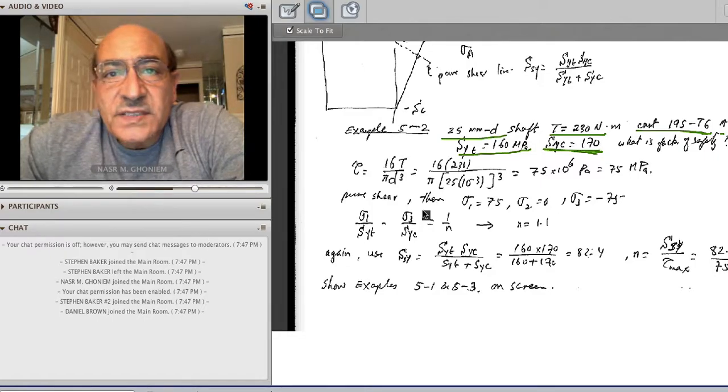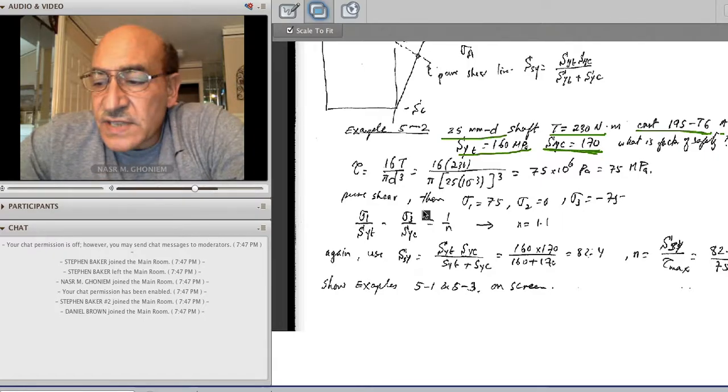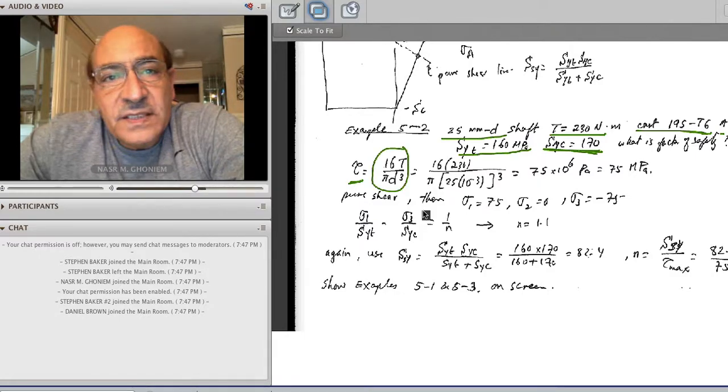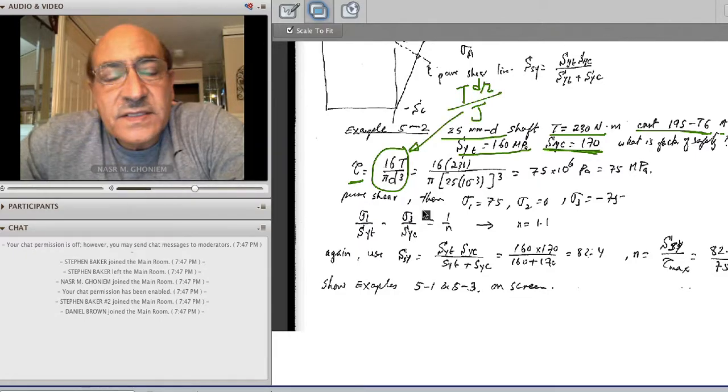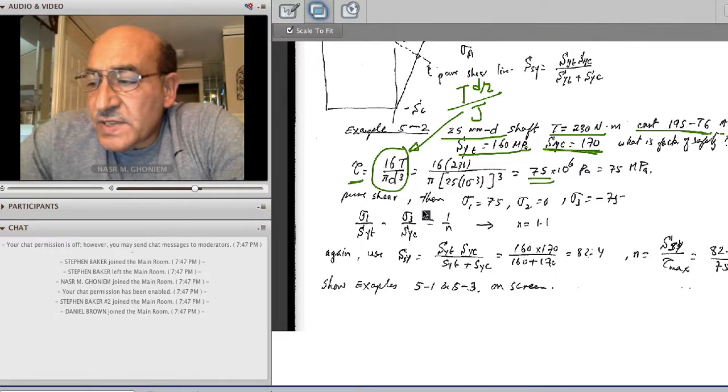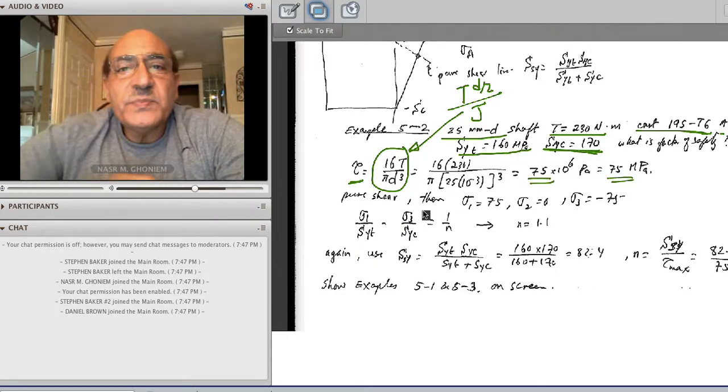So step 1 is to convert forces to stresses. And luckily, the force system is very simple. It's a torque. So the shear stress tau that results has the magnitude 16T over pi d cubed, and that comes from T times R, which is D over 2, over J. When I do the conversion, I get 75 MPa. So it's a pure shear state.